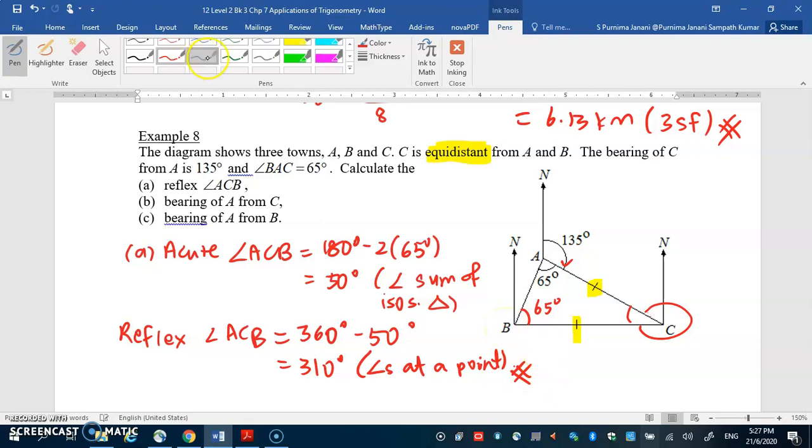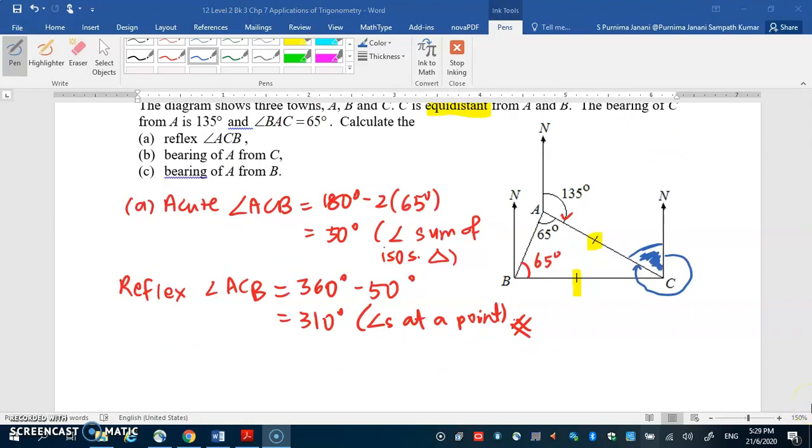Okay, part B says find the bearing of A from C. So A is here, and the North Pole is already drawn for you at C. Let me just erase all this. Okay, I want to find the bearing of A from C. So from C, I go all the way clockwise until I hit line CA. So at this point, if I want to find this angle, I realize that this angle here can easily be found because 135 and this shaded angle here should add up to 180 because of interior angles.